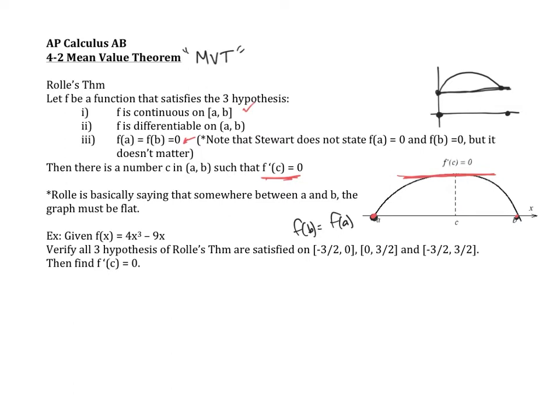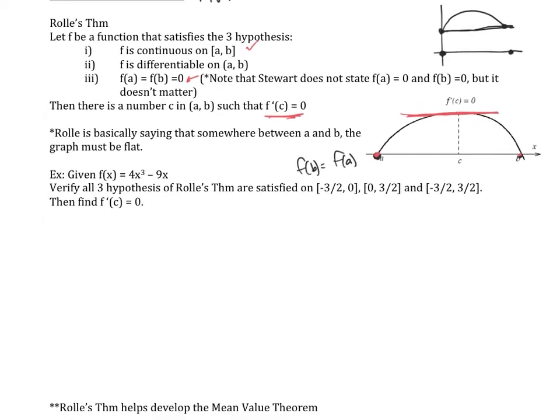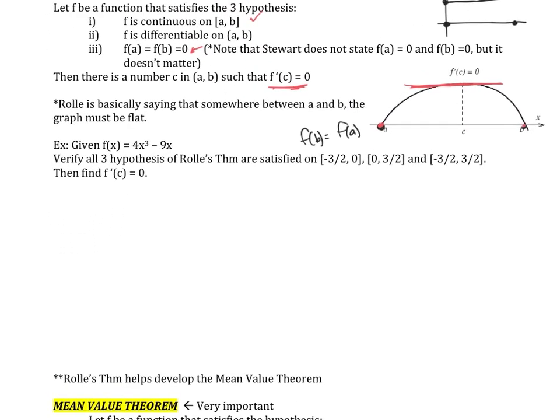So let's do this example that verifies and tests Rolle's theorem. We need to verify the three hypotheses of Rolle's theorem are satisfied on these three separate intervals, and we need to find f prime of c being 0. First, let's take the derivative, because we need to verify that it's continuous and differentiable, and that f(a) equals f(b), which equals 0 here. In this example they will, but as long as they're the same. So let's go ahead and do this.